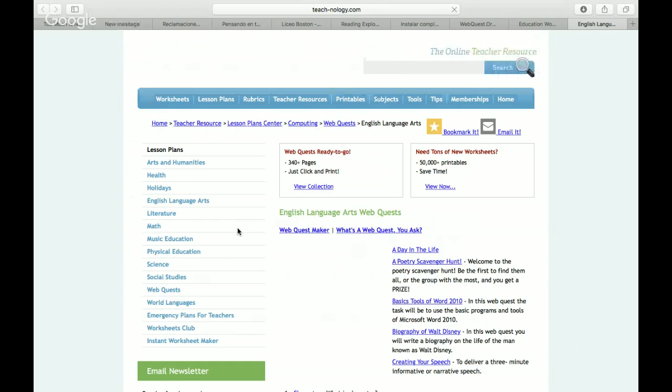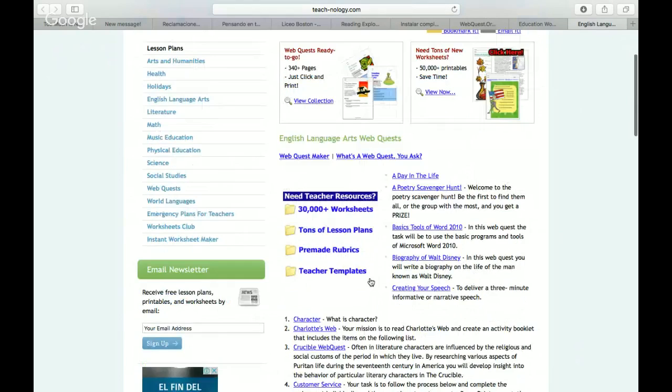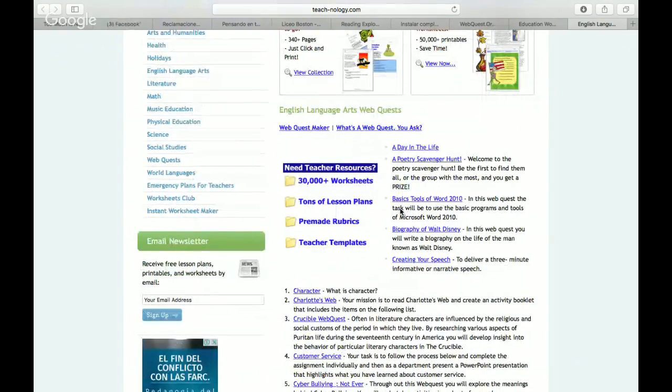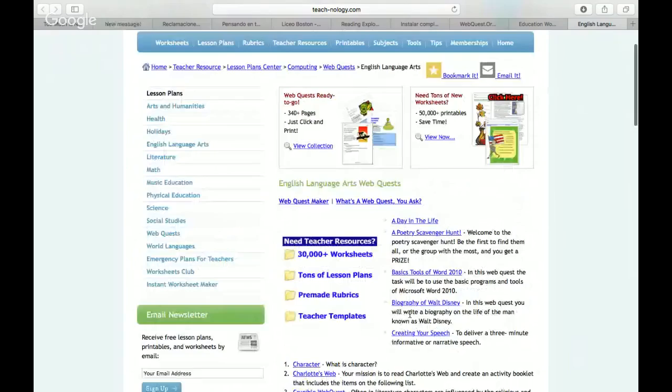TeachTechnology is another site that is very useful. And you have also a WebQuest Maker, a very useful tool. And you can have also teacher templates, pre-made rubrics, lesson plans, and the WebQuest that you want to understand. Okay?